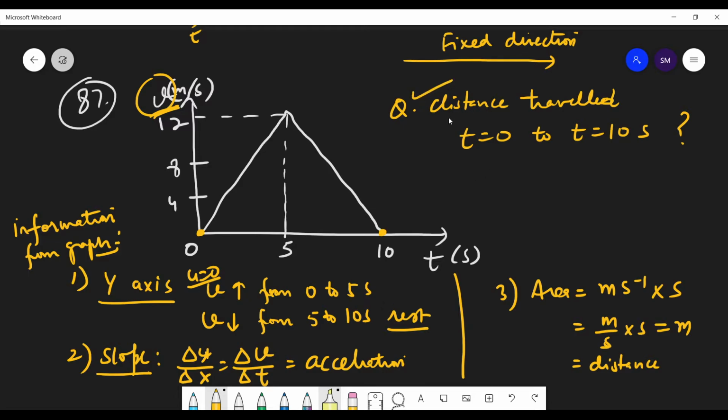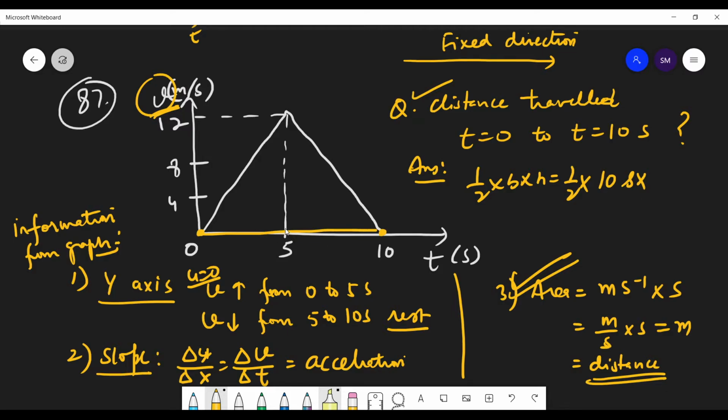Now which information is required in the question out of these 3? Area. So find the area. Area will give you the distance. This is a triangle, so half into base into height. What is base? 10 seconds. What is height? 12 meter per second. Seconds cancel, and half of 10 is 5, so 5 times 12 is 60 meters. So students, that's your distance traveled.